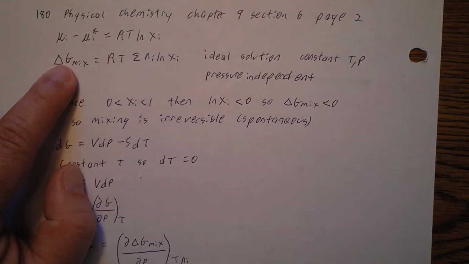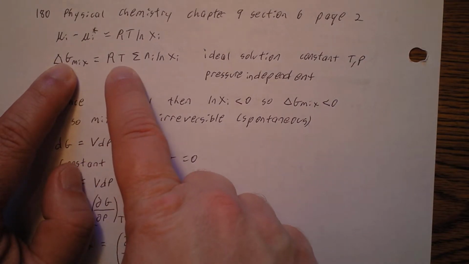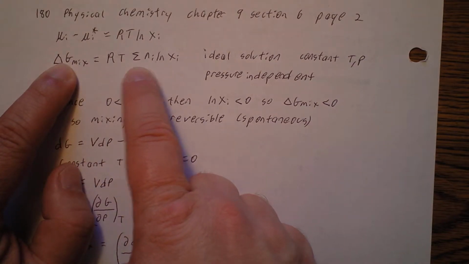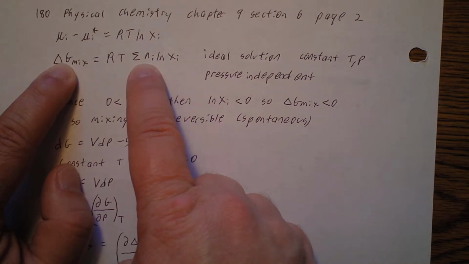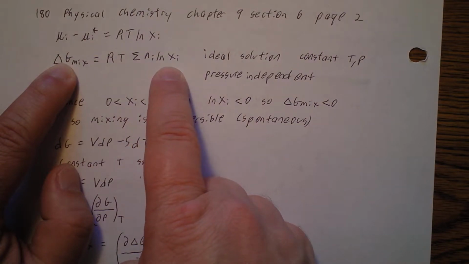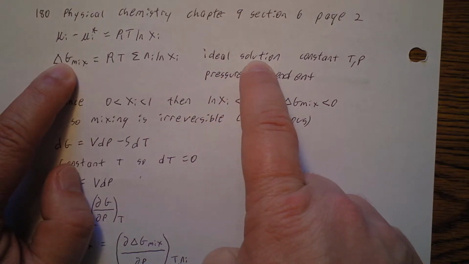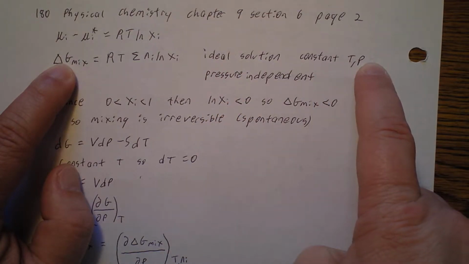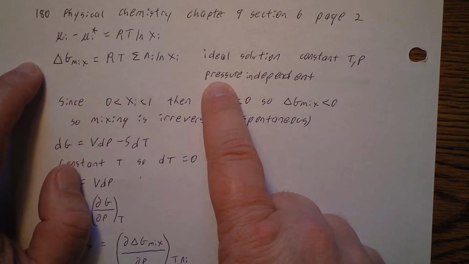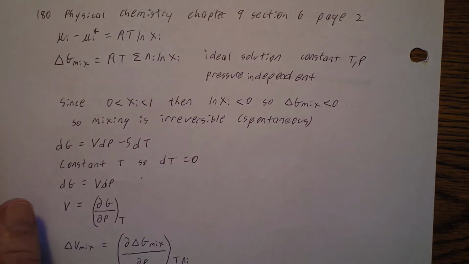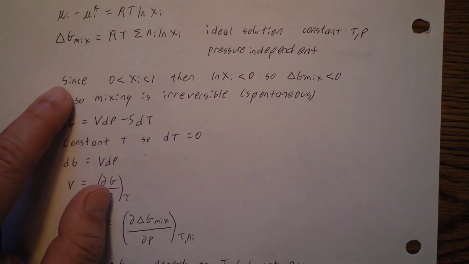Now the change in the Gibbs energy of mixing is going to be equal to R times the absolute temperature times the sum, over each substance i, of the number of moles of substance i times the natural log of chi i. But this, remember, of course, is assuming we have an ideal solution at constant temperature and pressure. But it is pressure independent. It'll work at any pressure as long as it's a constant pressure.